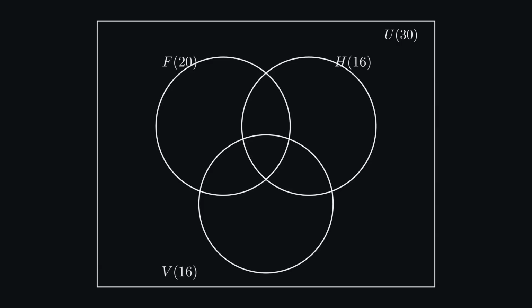Football and hockey together is 11. Subtracting the 9 in all 3 gives us 2 who play only these 2, so football and hockey only is 2.